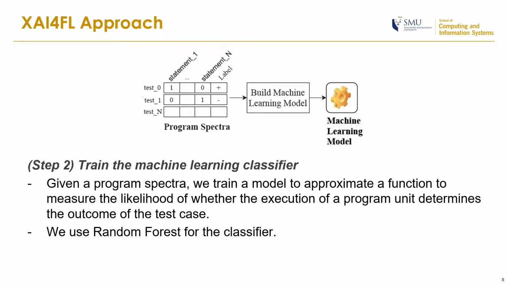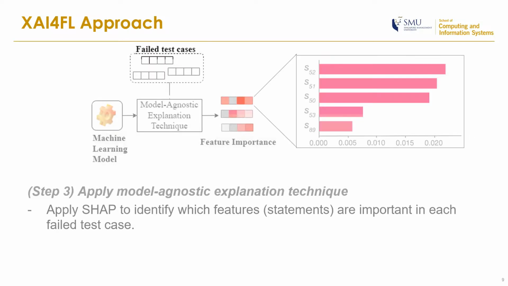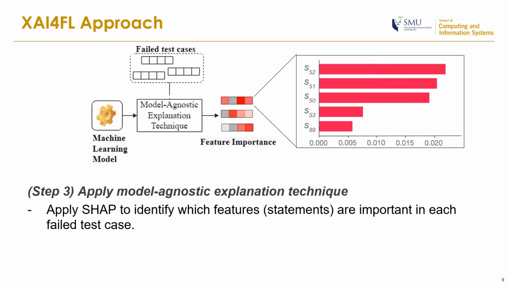Given a program spectra, we train a model to approximate a function to measure the likelihood of whether the execution of a statement determines the outcome of the test case. This function is then used to identify the important statements that are likely to be responsible for the failing test case. We use a random forest for the final classifier. We then apply the model-agnostic explanation technique, which is SHAP, to identify the statements that play an important role so the ML model predicts it to be the failed test case.